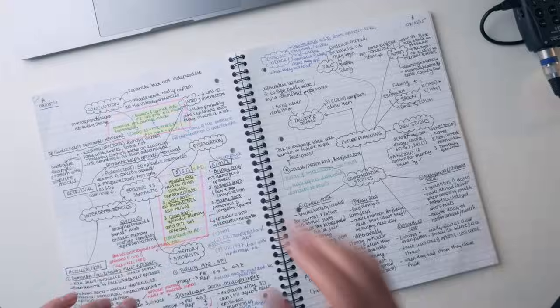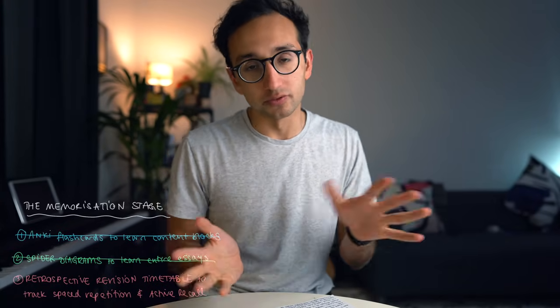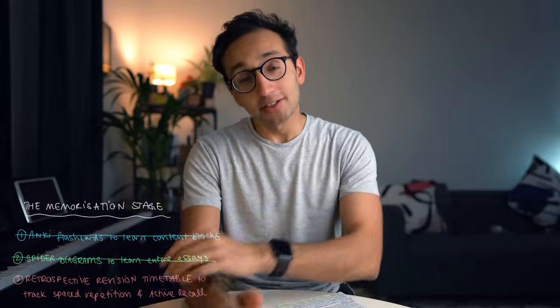So we've got our content blocks in Anki, we've memorized them using Anki, we've got our essay structures using spider diagrams, and we've memorized them using active recall. The final piece of the puzzle involves systematic spaced repetition. So how did I decide what I was going to do each day? If you've seen any of my revision videos, you might have come across the idea of the retrospective revision timetable, and that was what I used.